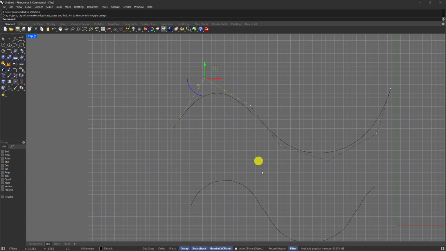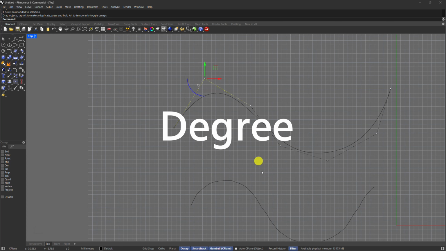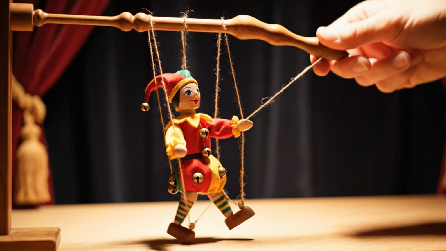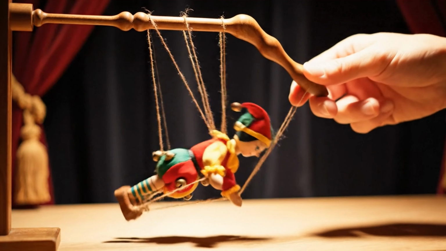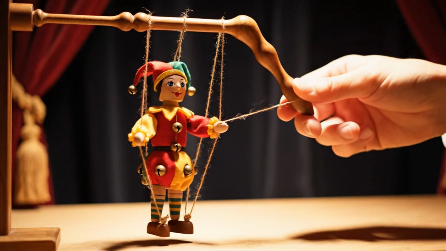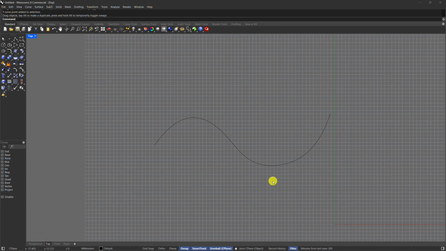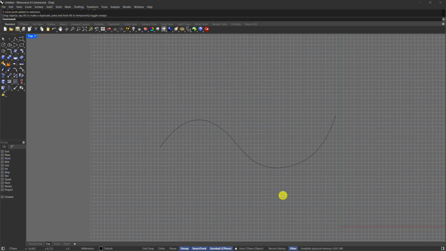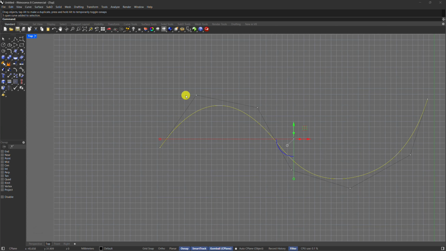A NURBS curve is built from 4 things: control points, degree, knots, and weights. Let's understand these with an analogy. Imagine a puppet controlled by strings. You don't touch the puppet directly. You pull the strings, and the puppet moves smoothly. NURBS work exactly the same way. The curve is not forced through every control point. Instead, the control points gently pull the curve towards them. Move a control point and only that part of the curve changes. That's why designers love NURBS.